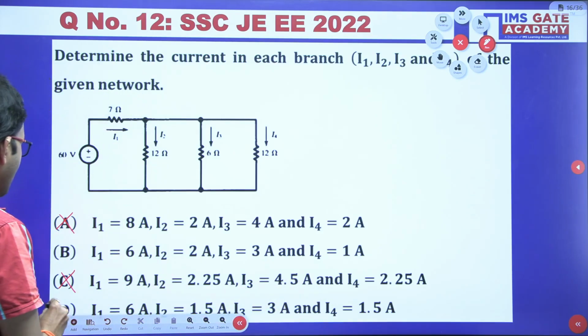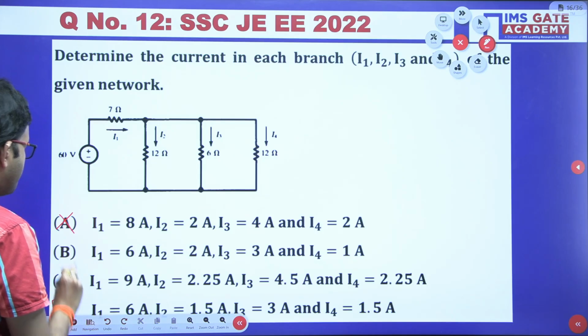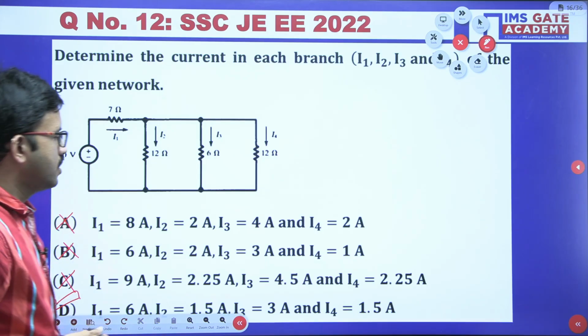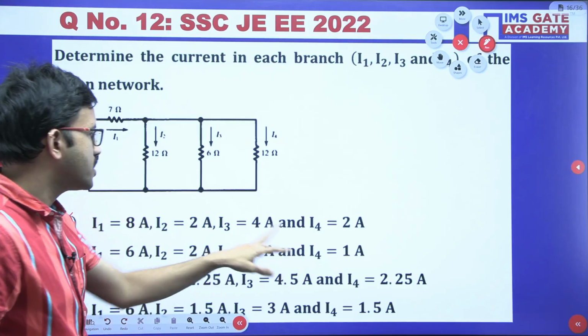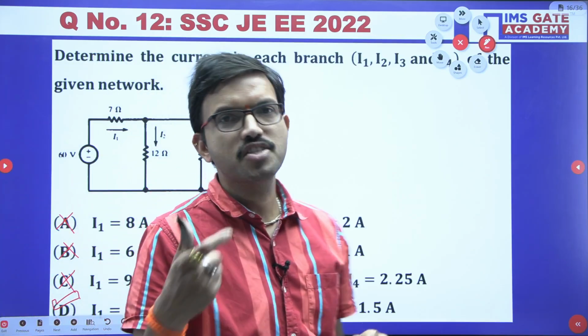So that means option D is the correct one, whereas option B is not correct. In option B, the I3 value is the same, but the I2 and I4 values are not the same. You can even apply this logic also.